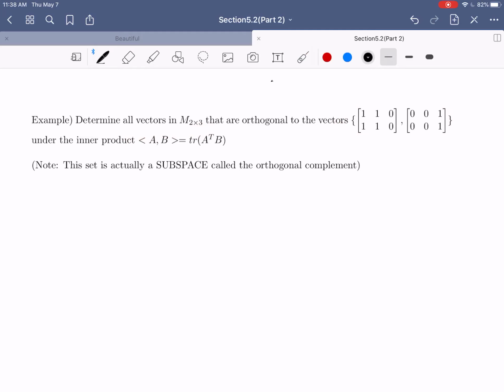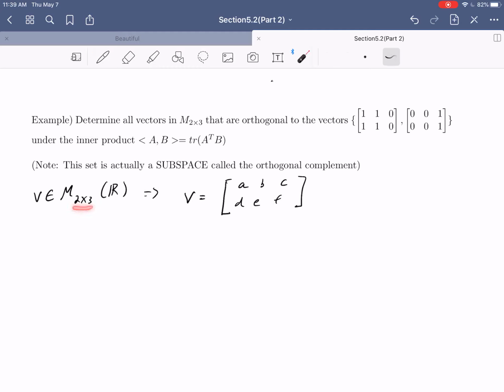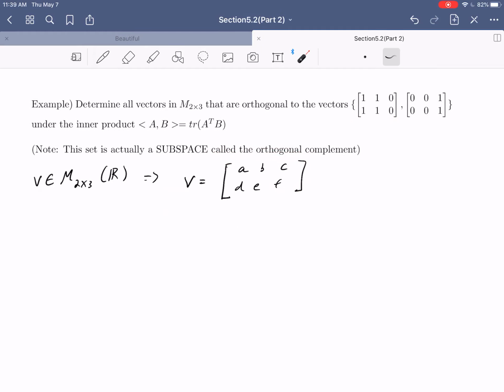So let's think about what a general vector in here looks like. If V is an element of M2x3 of R, this implies that the vector V looks something like [A, B, C; D, E, F]. It's got to be a 2x3 matrix, so those six components. Now, if this is supposed to be orthogonal to this, let's think about what that implies.